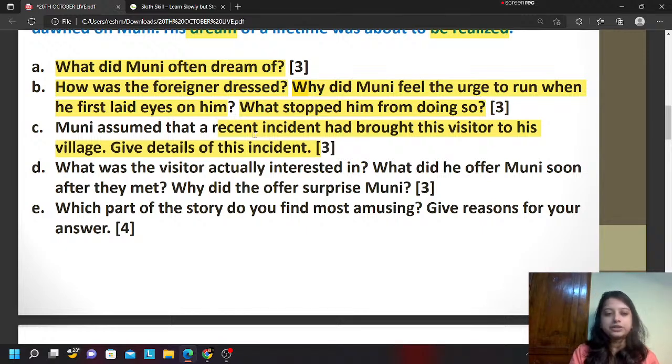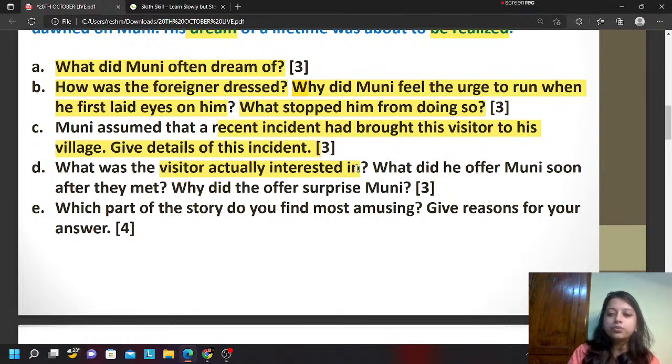Okay, the visitor, the red-faced man, was actually interested in. Wait, next question, we haven't moved. What was the visitor actually interested in? Mayank has already answered. The visitor, the red-faced man, was actually interested in buying the horse statue. Okay, this is the one mark question and it is correct.